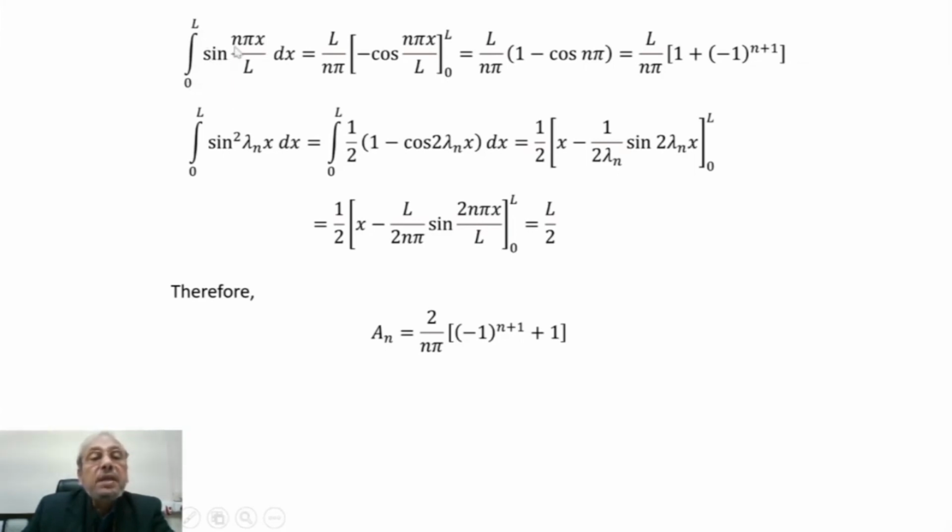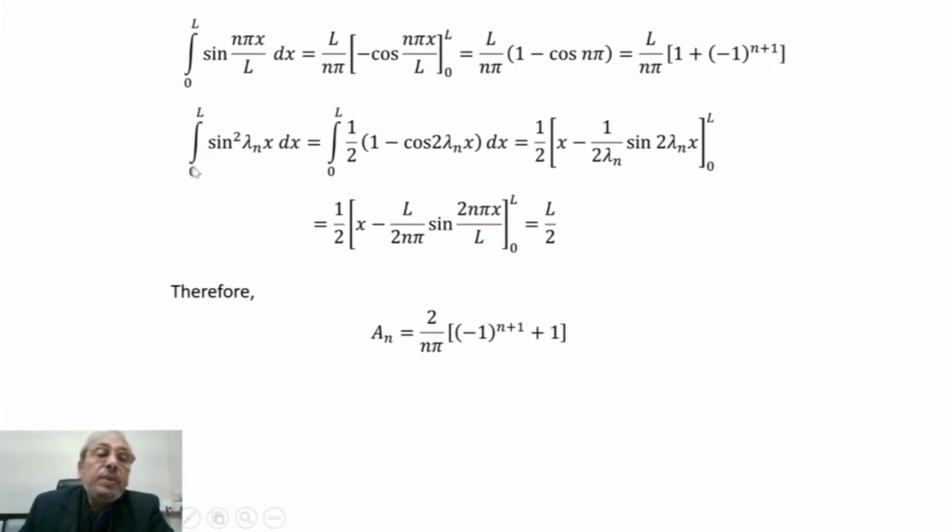The integral from 0 to L of sine n pi x by L dx. We can write this integration as minus cos n pi x by L into L by n pi, with limits L to 0. If we substitute the limits, we will get L by n pi into 1 minus cos n pi, which can be written as L by n pi into 1 plus minus 1 to the power n plus 1, the value of cos n pi.